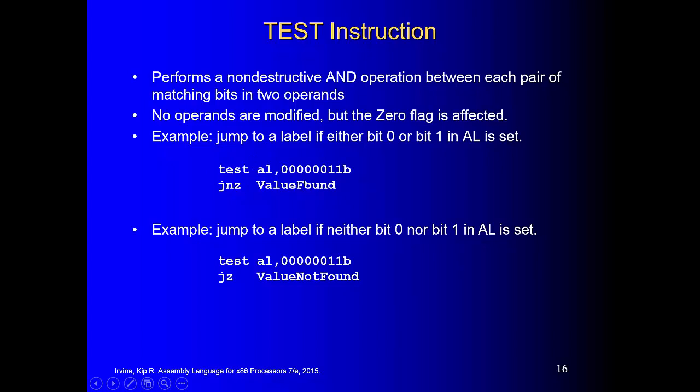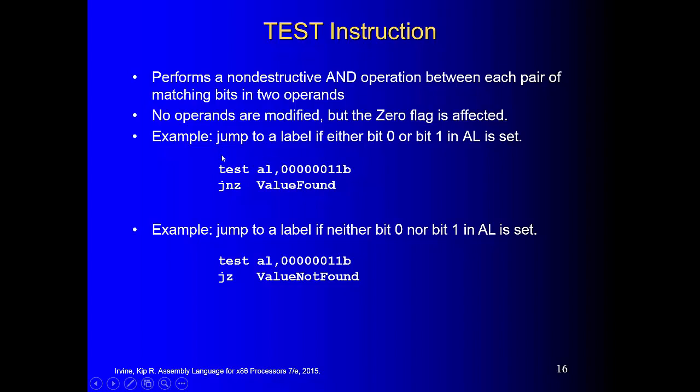Use test instruction, you can make a jump after that. So after you have a test, you can see you have a result. Based on your result, you can make a jump. Here we have an example, and this example is going to jump to a label value found if bit 0 or bit 1 in AR is set. This is bit 0, this is bit 1. So we want to know either one of these is set or not in AR.